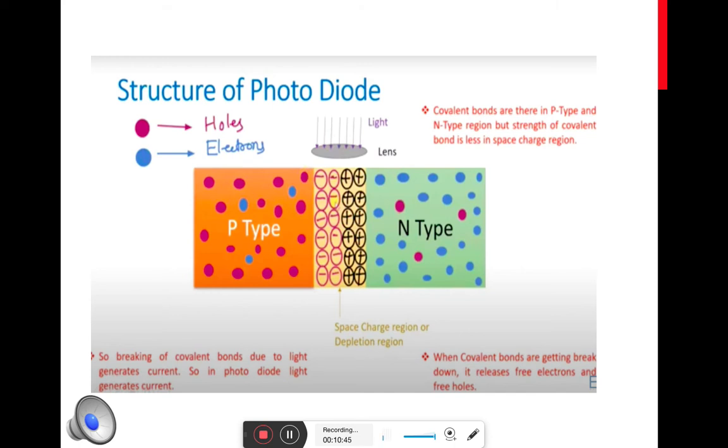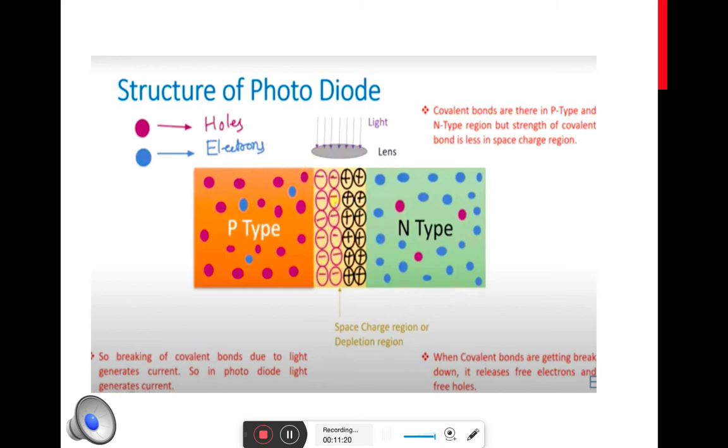One more thing: the covalent bonds in the p side and the n side are very strong compared to the covalent bonds in the space charge region. So when light falls on this depletion region, free electrons and holes are generated. Because the covalent bond in the depletion region is of less strength, it is easy to break the bond there. As a result, free electrons and holes are generated.